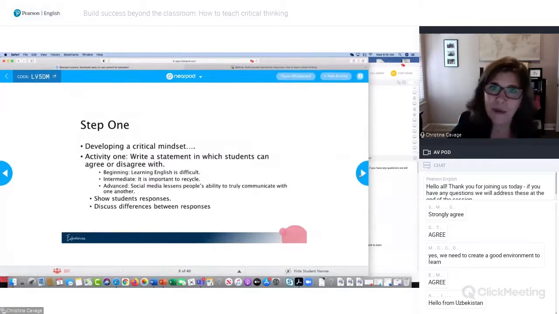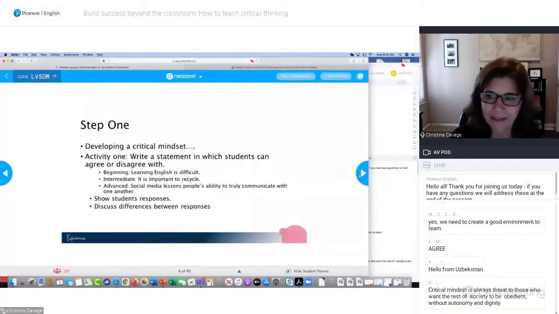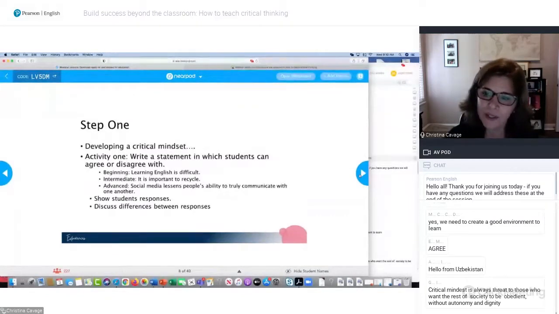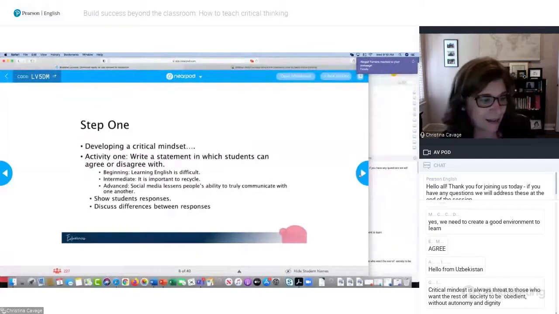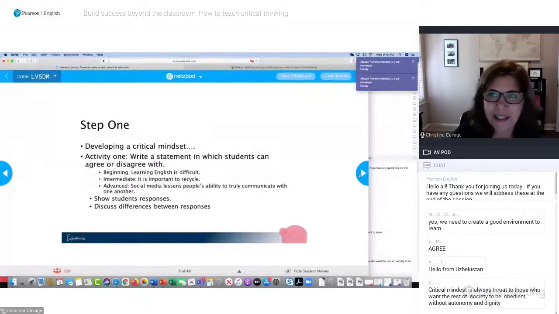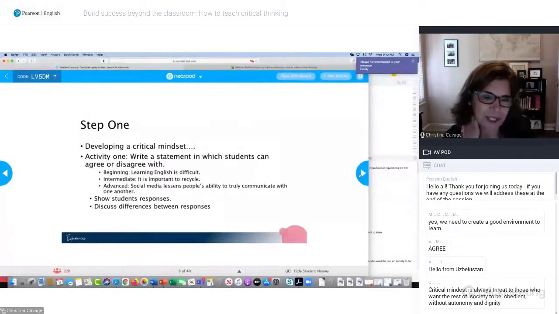Now, in the beginning, we want to prompt that why, right? But later, we want students to understand that it's not enough to say they agree or disagree, but that they have an idea behind that, okay? And so really important here, it's a first step in developing a critical mindset.